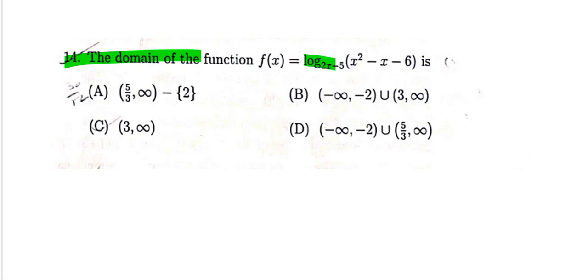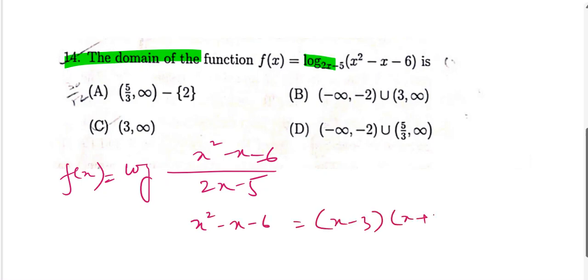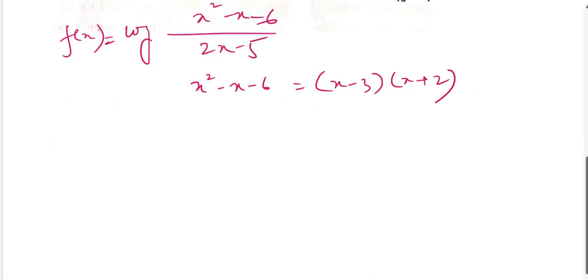Step 1: in logarithm, this function can be written as x square minus x minus 6 divided by 2x minus 5. Here we factorize the numerator portion. What will be the value? x square minus x minus 6 will be x minus 3 into x plus 2. Then determine whether the argument of the logarithm is positive or not. The argument of the logarithm must be positive because logarithm is only defined for positive values.